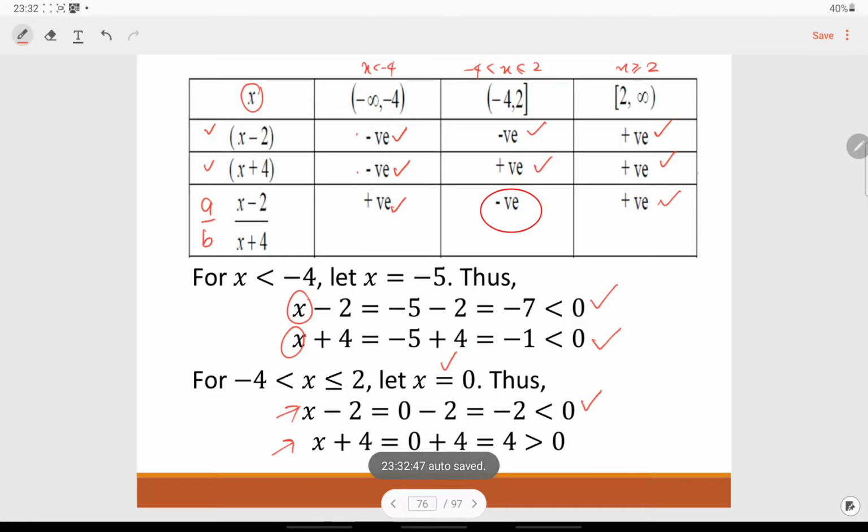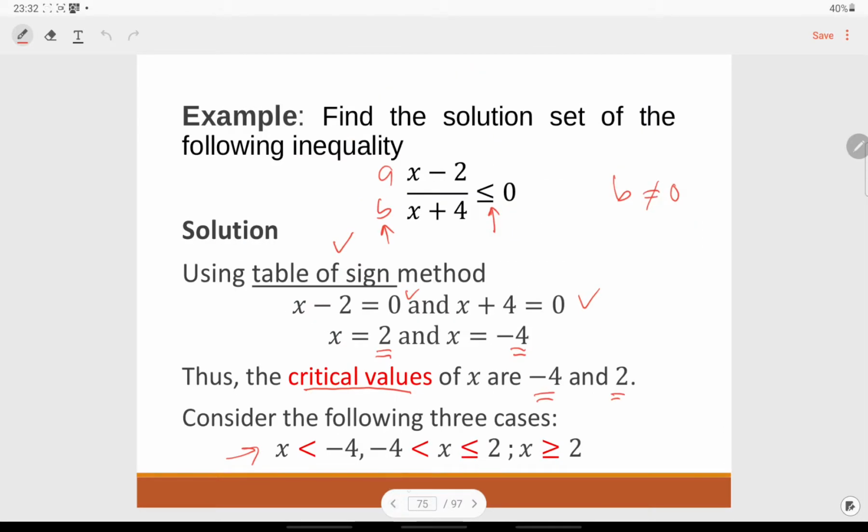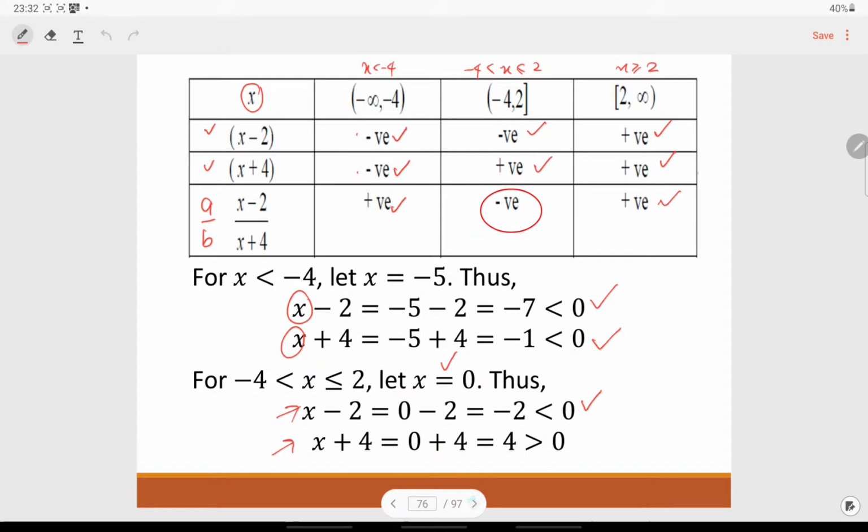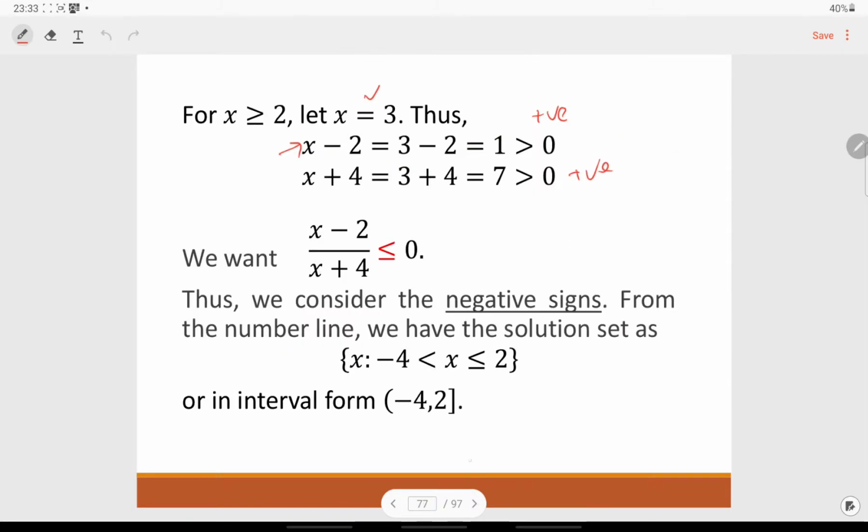So now we go back to our problem. Our problem is to find this one less than or equal to 0. That means negative. That means we need to consider the negative sign in this table. So negative sign is given by this range. Okay, this one. So that means we need to consider negative sign. So from number line, we have the solution set like this as the answer.